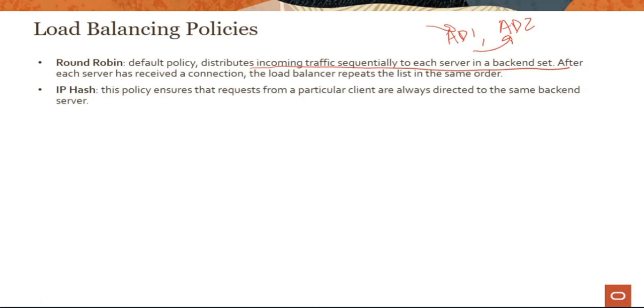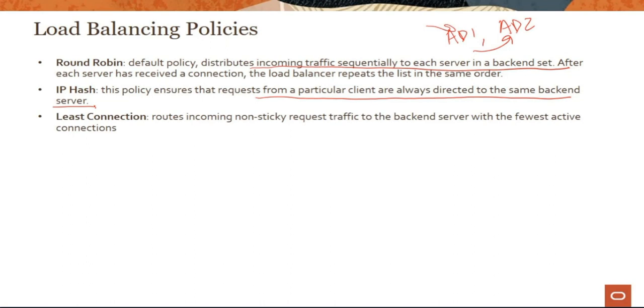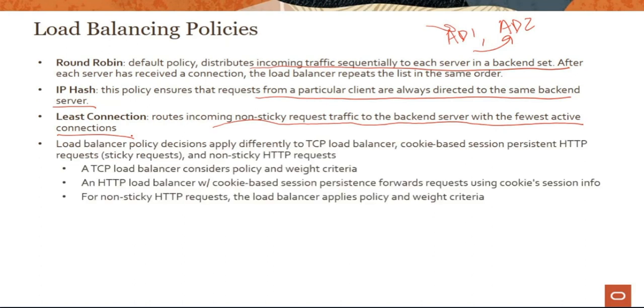The second policy is IP hash. This policy ensures that requests from a particular client are always directed to the same backend server. So if on my machine I'm sending requests, they would go to a particular backend, and so on and so forth, right? So that's IP hash. And least connection basically means that the load balancer routes incoming non-sticky traffic to the backend server with the fewest active connections. So it's looking at which server has the fewest connections, least connections, and it sends traffic to that particular server.